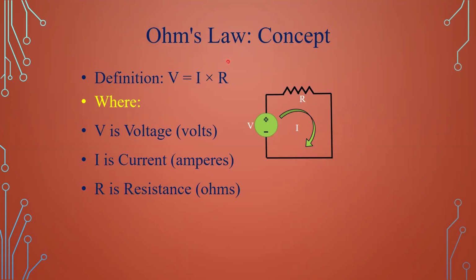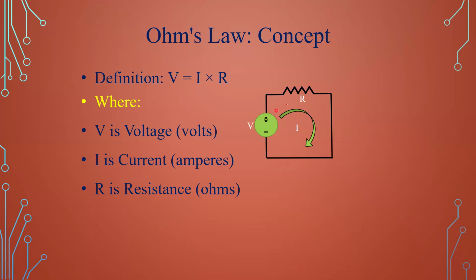So let us start with Ohm's law, the basic concept that we will review here. The definition of Ohm's law is very simple: V equals I times R, where V is the voltage, I is the current, and R is the resistance. In parentheses, for each of these quantities, you see that voltage is given in volts, current is given in amperes, and resistance R is given in ohms.